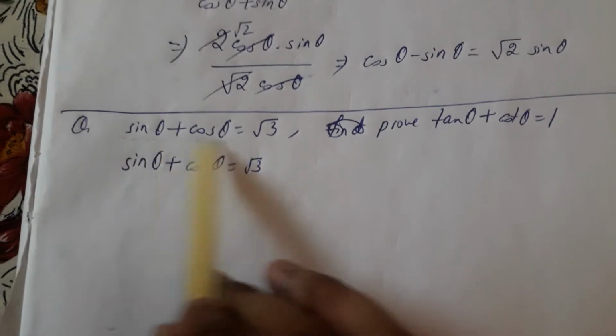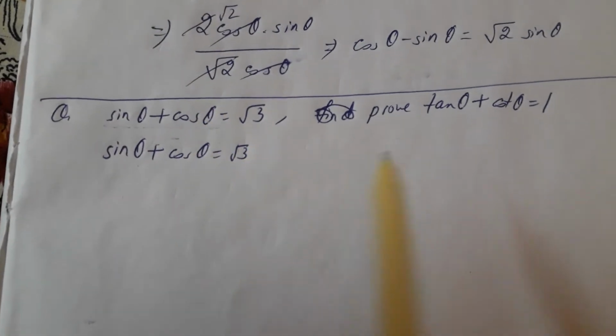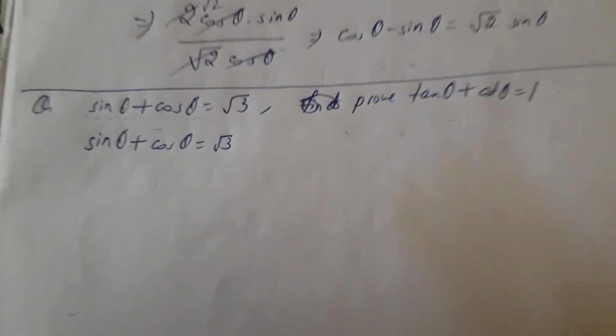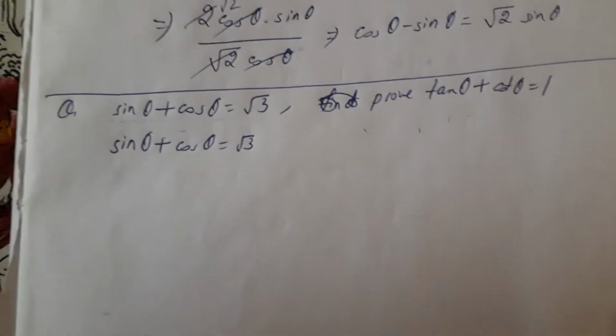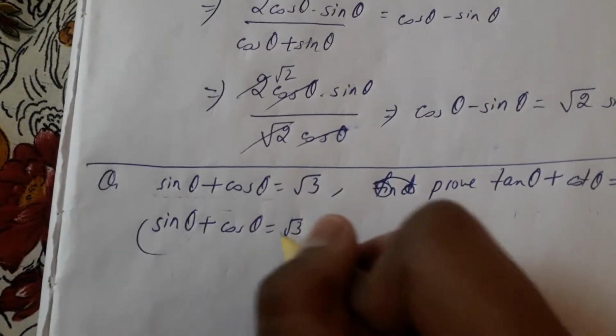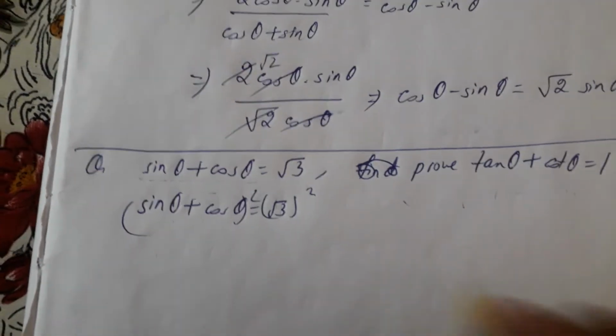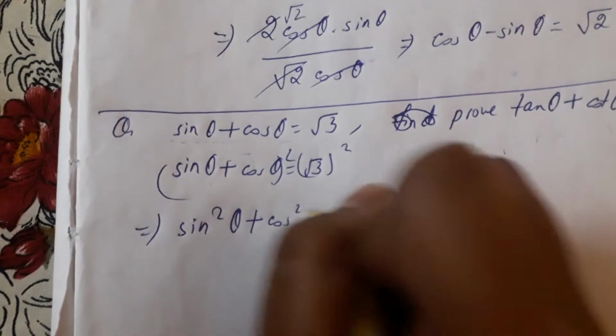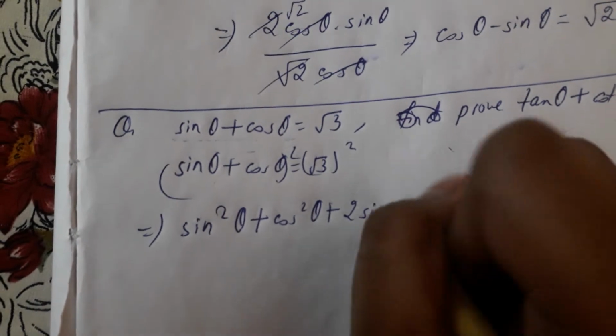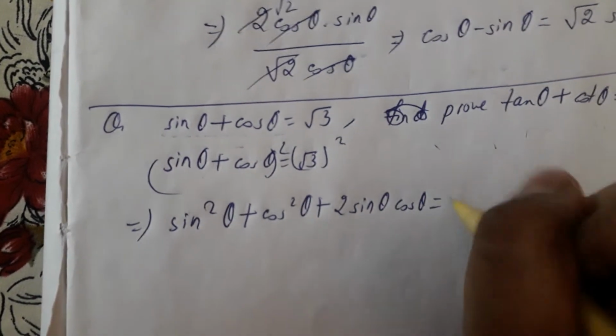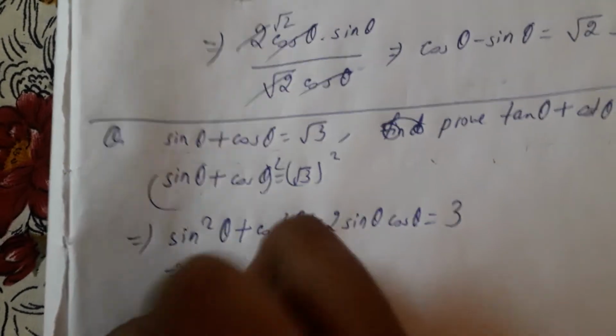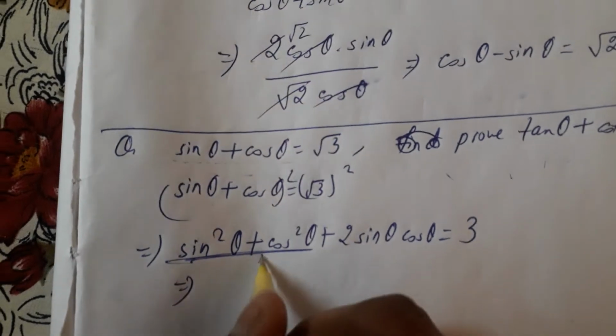Now see, it is given sinθ plus cosθ equals root 3, and you have to prove tanθ plus cotθ equals 1. What you have to do? Yes, the first step is squaring both the sides. After squaring you will get sin²θ plus cos²θ plus 2 sinθ cosθ equals root 3 into root 3, which is 3. But this will be what? This will be your 1.